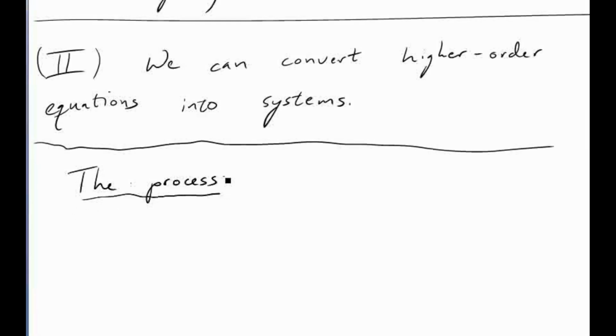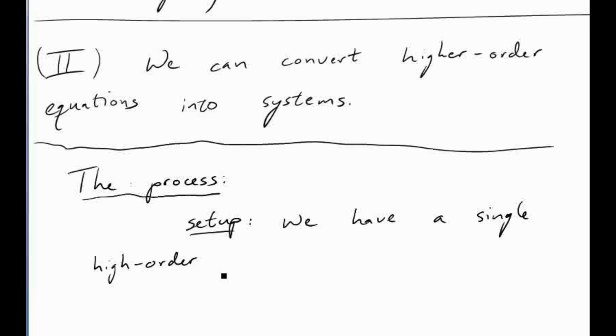So here's the fundamental idea. We have a single higher order equation. This is an equation that involves one variable and its derivatives: its second derivative, maybe its third derivative, and so on. So here's the process. First off, the setup. We have a single high order, namely higher than 1, differential equation.